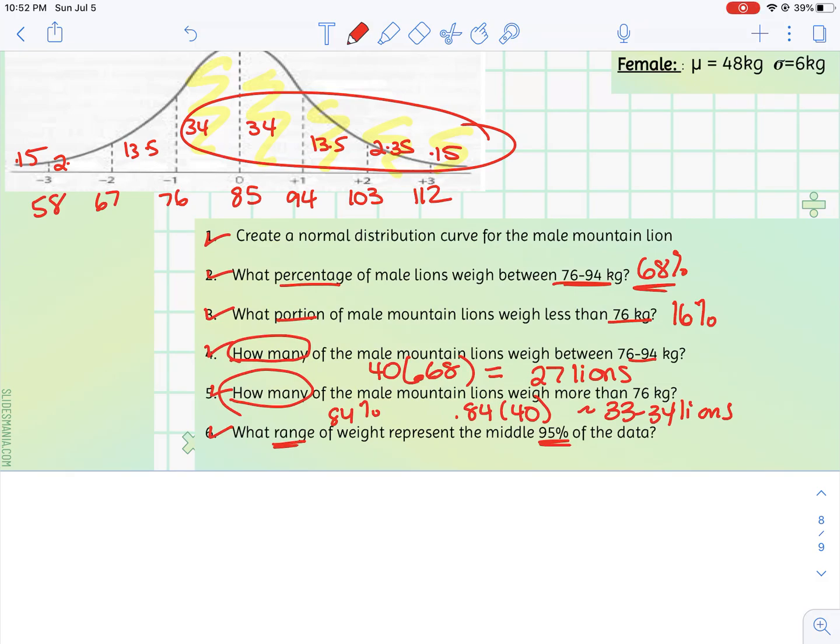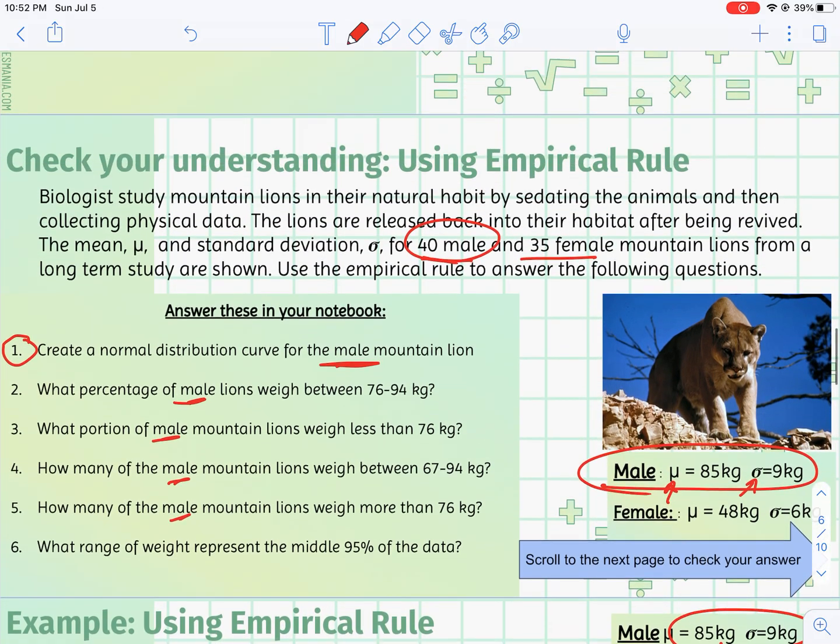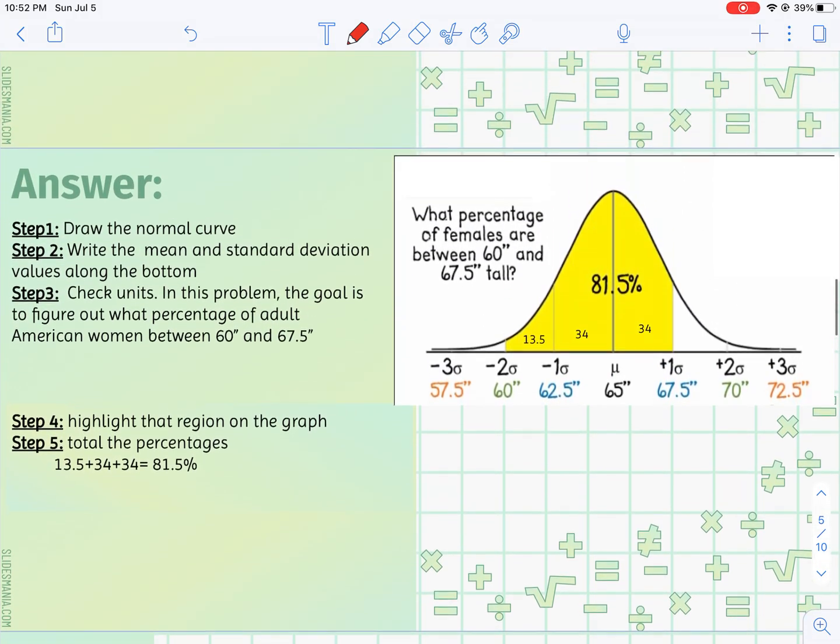Okay, last one. What range of weights represents the middle 95%? Well, remember, 95% is 2 standard deviations. So if I look at 2 standard deviations, that's 67 to 103. That's my range. The 40 lions, 95% of them are going to weigh between 67 and 103 pounds.